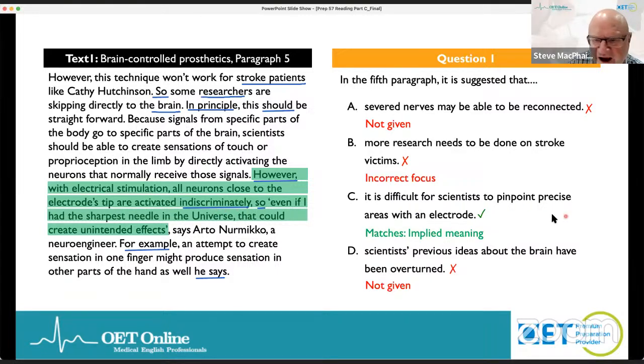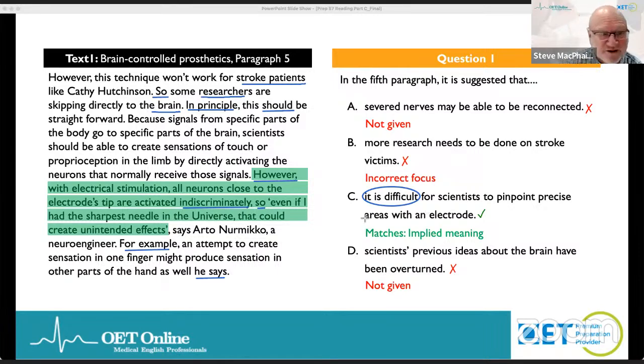Pinpoint precise, well, they can't pinpoint, can they? Pinpoint one single neuron. They cannot pinpoint. So there's our synonym. And what about this, everyone? It's difficult. It doesn't say anywhere there that anything is difficult. So how do we know this is the answer? Because it's implied. If you can't do something, then it's difficult.